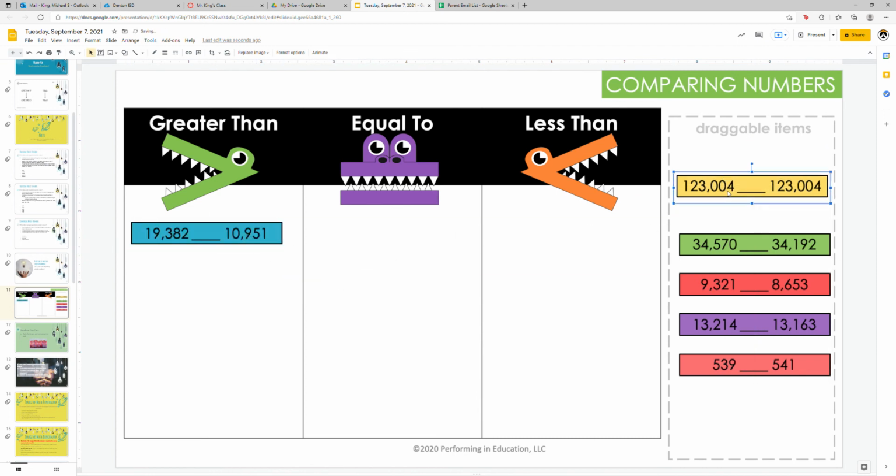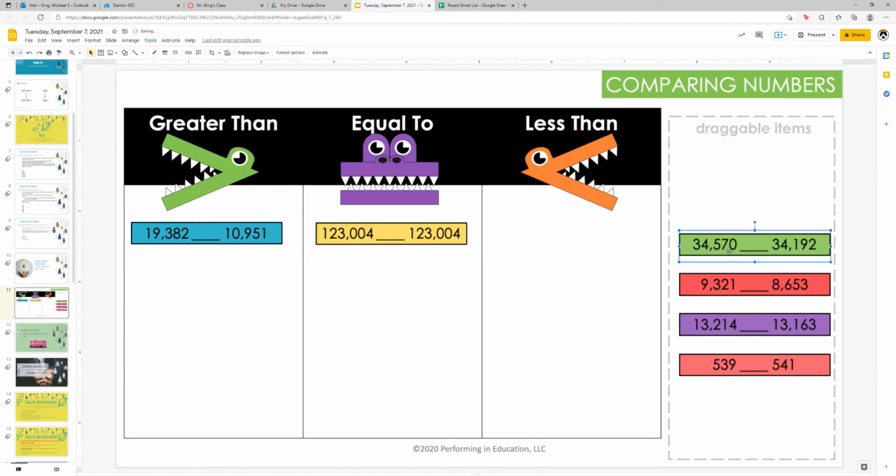What about this yellow one? 123,004, 123,004. Those are the same number. They have the exact same digits in all of those place values. So this would go in the equal to column. Those are equal to each other.